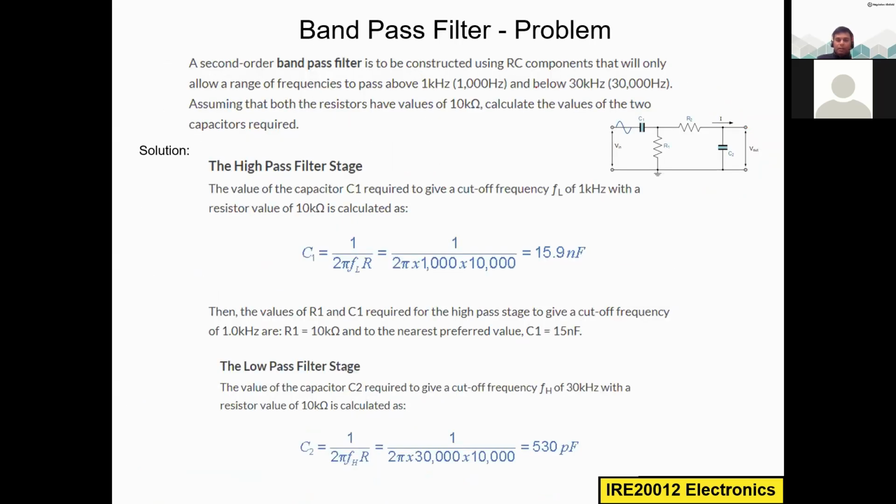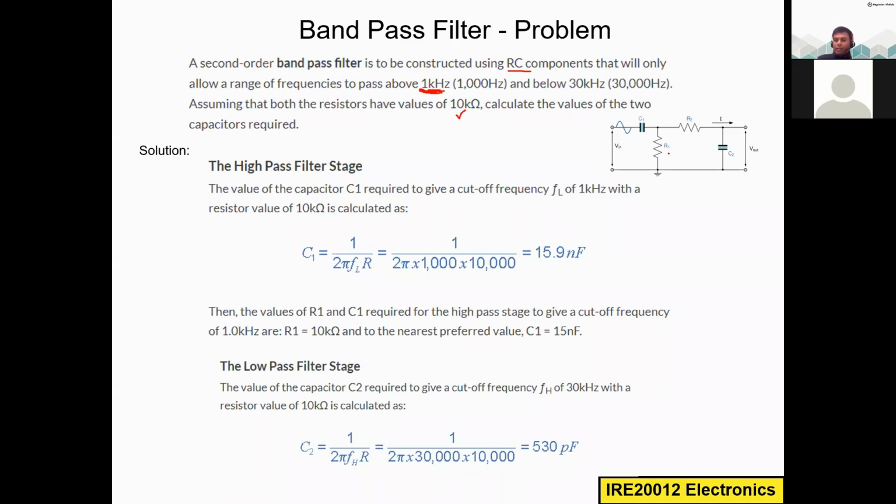So here is a small problem. A second order band pass filter is to be constructed using RC components that will allow a frequency range to pass only above 1 kilohertz. The starting level is 1 kilohertz or 1000 hertz, and below 30 kilohertz or 30,000 hertz. Assuming that both the resistors have values of 10 kilo ohms, calculate the value of the two capacitors.